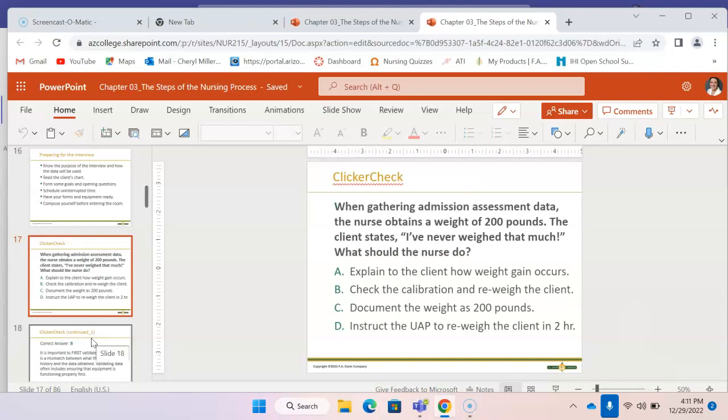When gathering assessment data, a nurse obtains a weight of 200 pounds. The client states, I've never weighed that much. What should the nurse do?